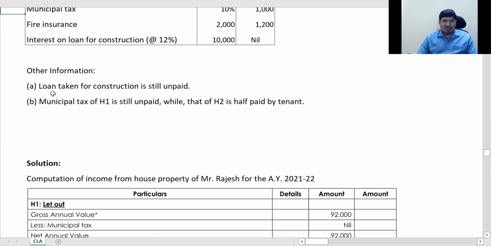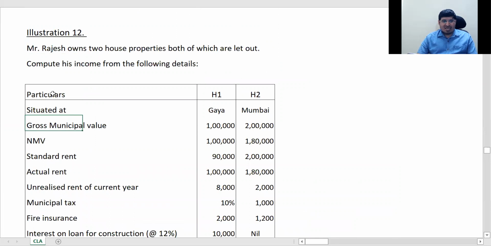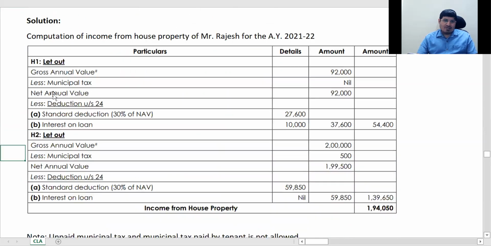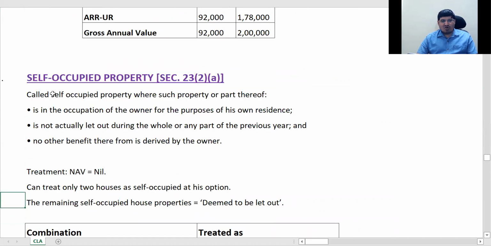Yeah, this problem, right? We had done this problem yesterday. Gaya and Mumbai, this one, right? So ये problem हो गया था कल. So now we will start with self-occupied house property.